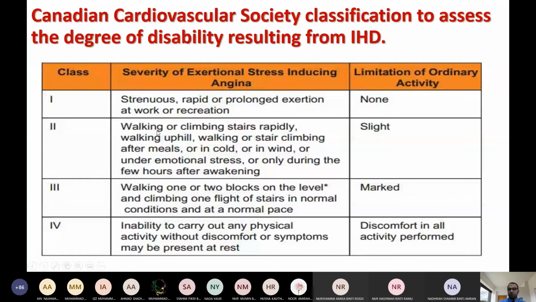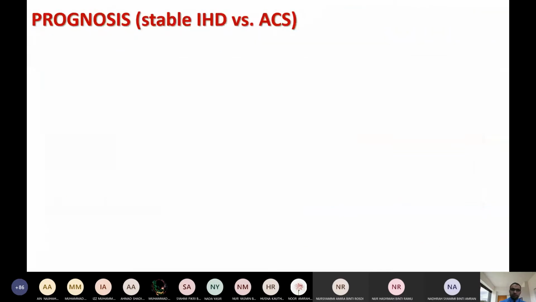Here the problem can happen with walking or climbing stairs rapidly, and the limitation may be slight. Here, walking 1 or 2 blocks on the level, and he starts to experience the pain, and the limitation for the activity will be a marked limitation. Here, in the very severe form of ischemic heart disease, we have inability to carry out any physical activity, and that's how the patient can experience overall discomfort in all the activity that she or he is performing.